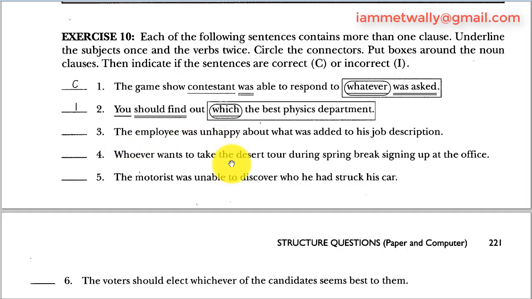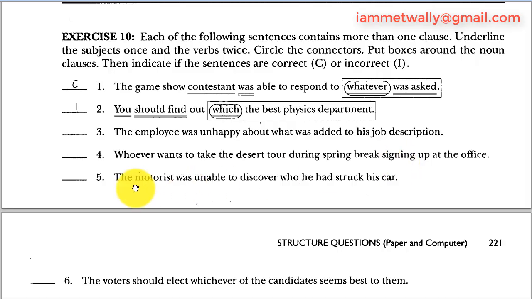Number 4. Whoever wants to take the desert tour during spring break sign up at the office. Whoever is a connector working as a subject of the verb wants. The desert tour during spring break, signing up is not a verb, so I just need a verb for this noun clause, all of it. So whoever is a subject working for wants, and together the noun clause works as a subject for the verb, but I don't have the verb. This sentence 4 is missing a verb.